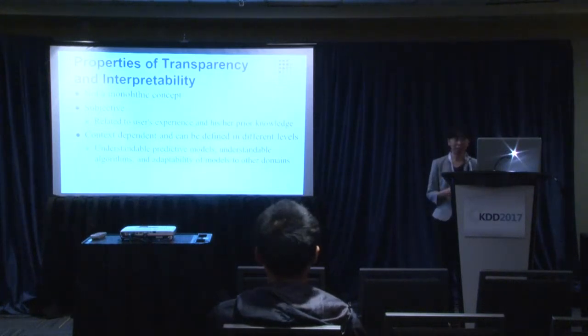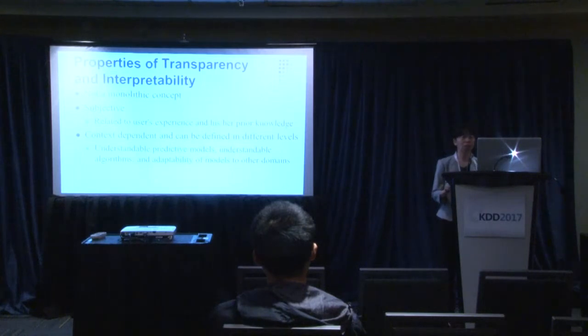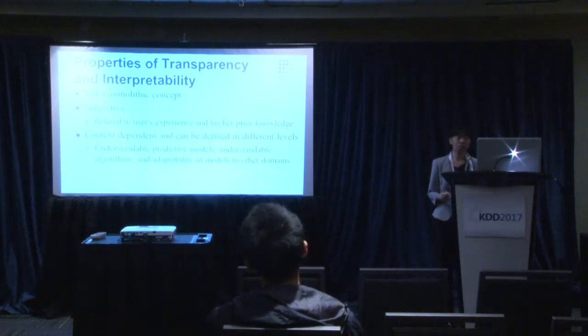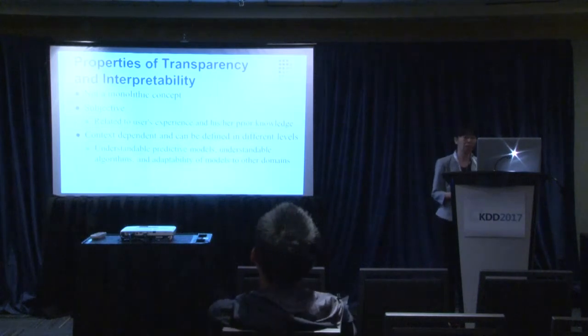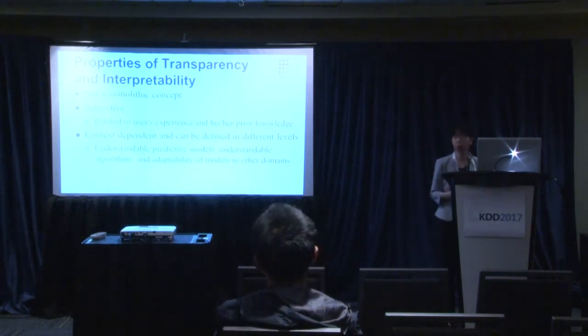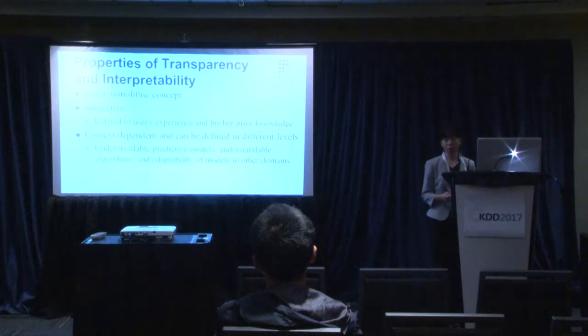First and most importantly, TML is not a monolithic concept due to the following two reasons. As we mentioned before, TML is an extra dimension to traditional machine learning, that is, for whom we are trying to provide transparency and interpretability. So one property of transparency and interpretability is that it is subjective. It may be related to a user's prior experience or knowledge. For example, a decision tree may be transparent to a data scientist, but not to a layman user.